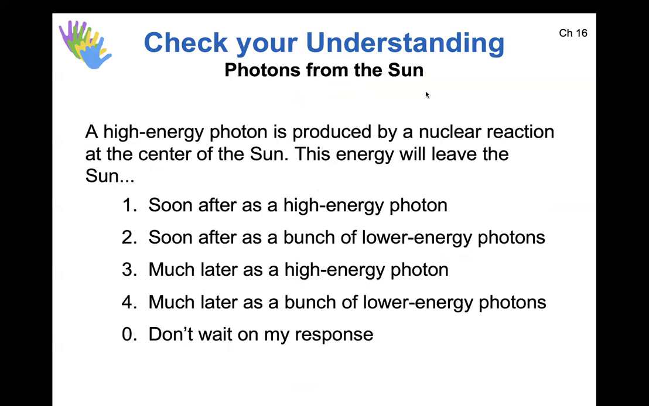All right, so a high energy photon is produced by a nuclear reaction at the center. This energy will leave the sun. Soon after, is it a high energy photon? Soon after, is it a bunch of low energy photons? Much later, as a high energy photon, or much later, as a bunch of low energy photons? So I sort of hinted at this, and maybe you can reason it out.